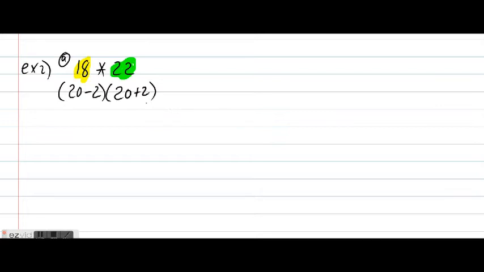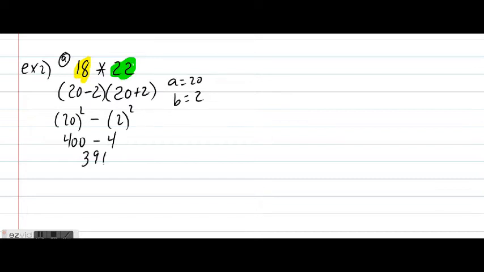Alright, so then a is 20, b is 2. 20 squared minus 2 squared. 20 squared is 400 minus 4. 400 minus 4 is 396. So those people that do math real fast in their heads, this is a little trick that they're doing. They see little patterns like this, and they do it quick.